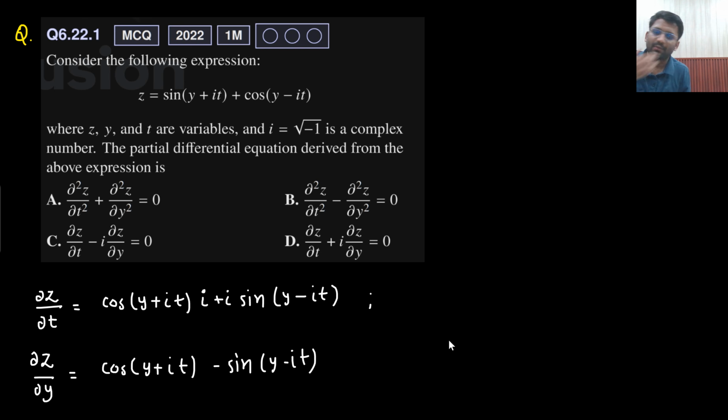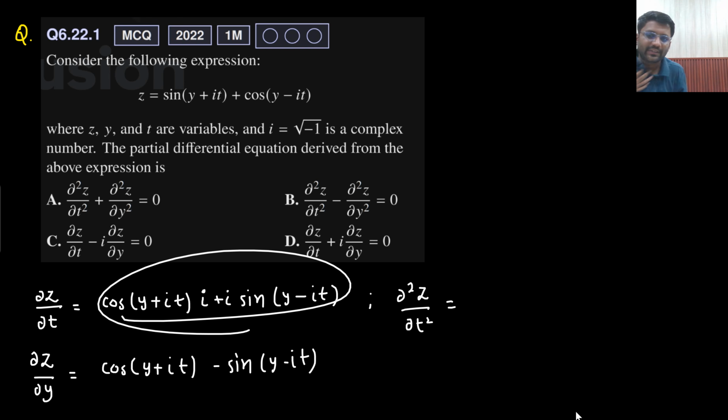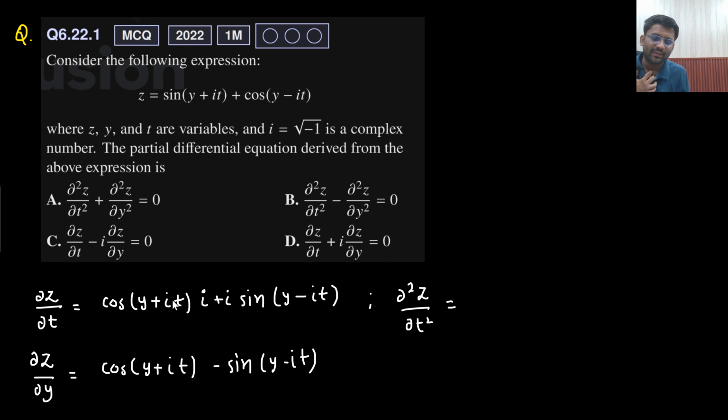Okay. Next, what we need to do? Two times we need to differentiate, no? So del square z by del t square. Now this function will be differentiated with respect to t, right? So what will happen? Cosinusoid differentiation will be sinusoid, right? And then iota will come out. So iota into iota will become iota square, that will become minus 1. So this sign will become positive. Did you understand what I did here?